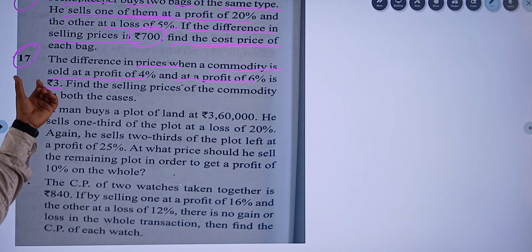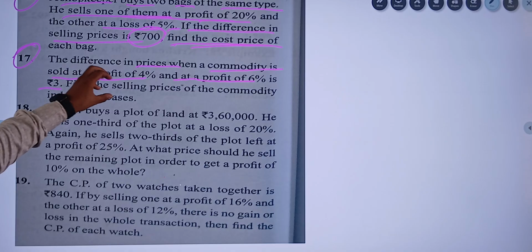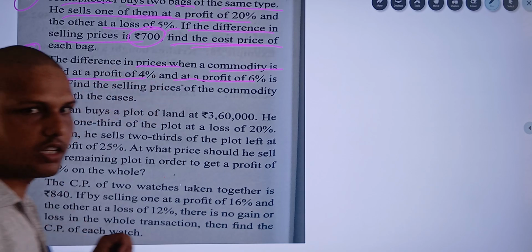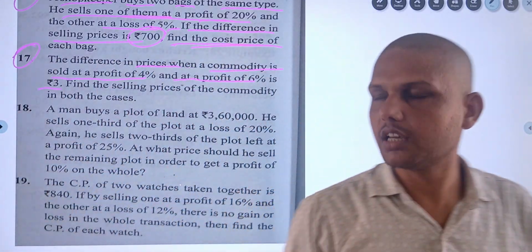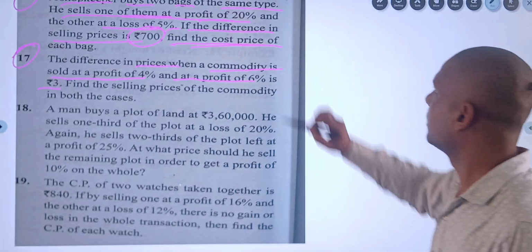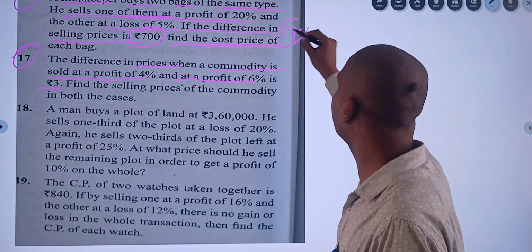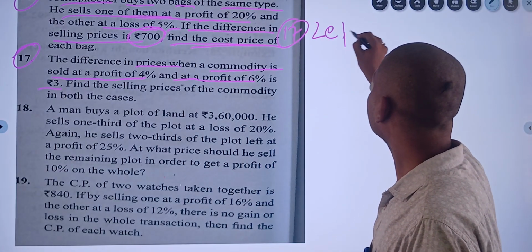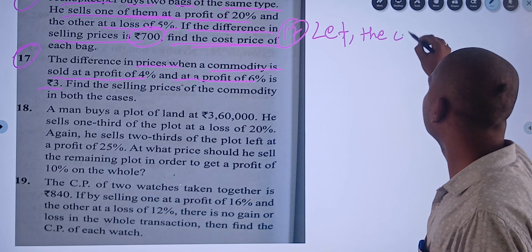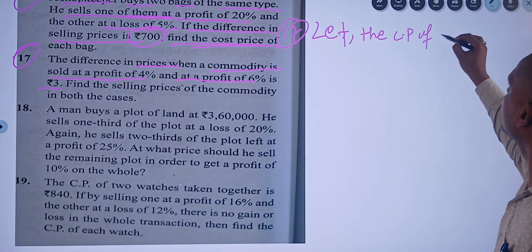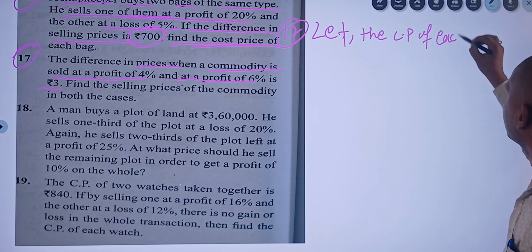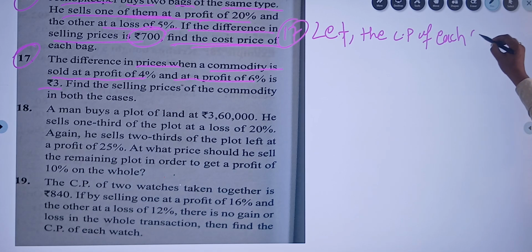We will write the difference. The selling price of each commodity is not given, so we let the CP be X in this question also. So question number 17: let the CP of each commodity be what? X. Okay, then we will proceed.